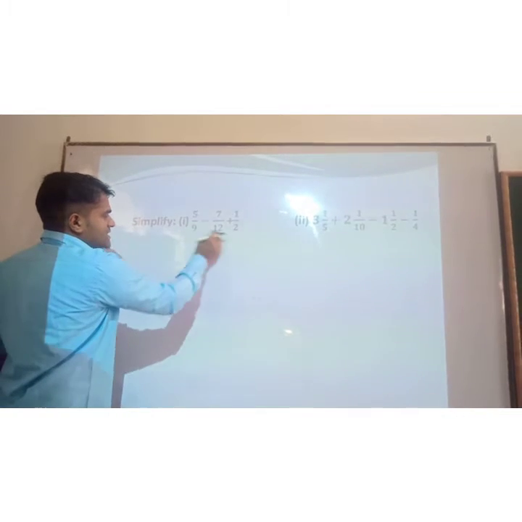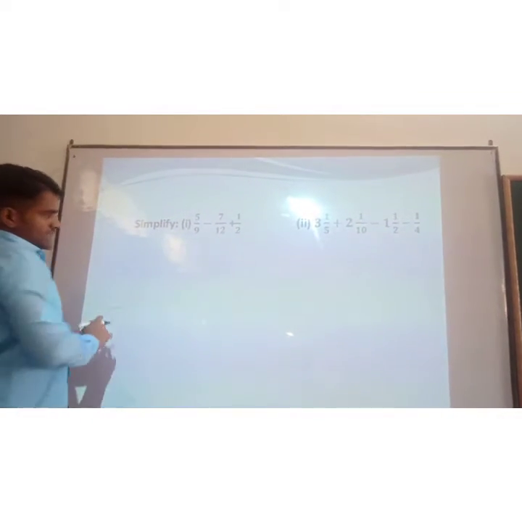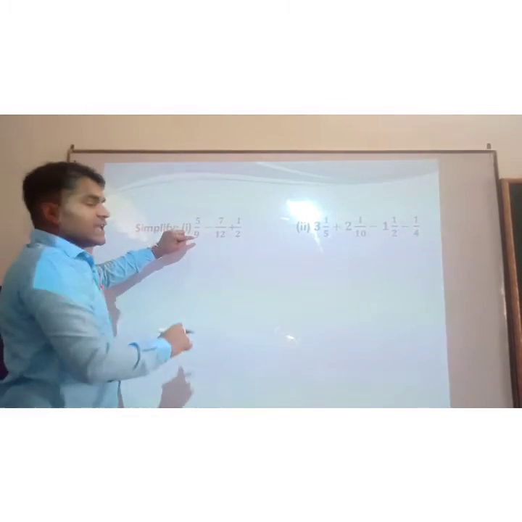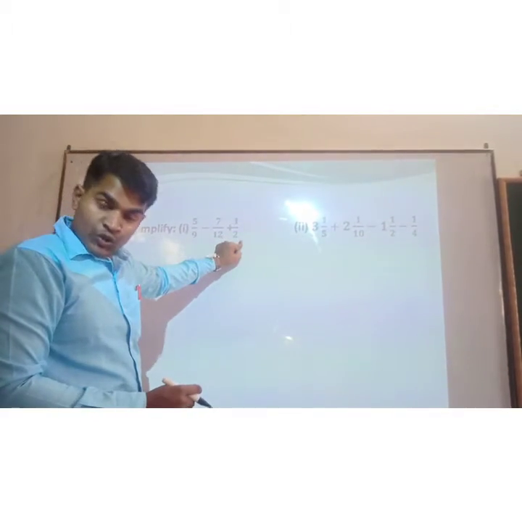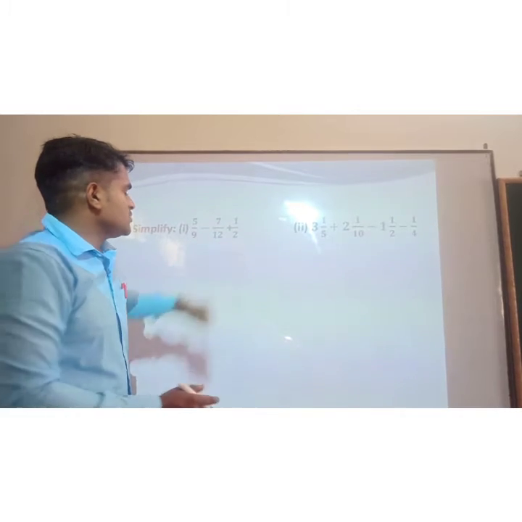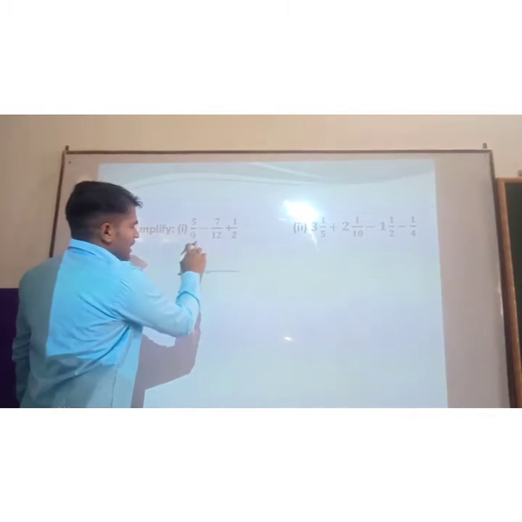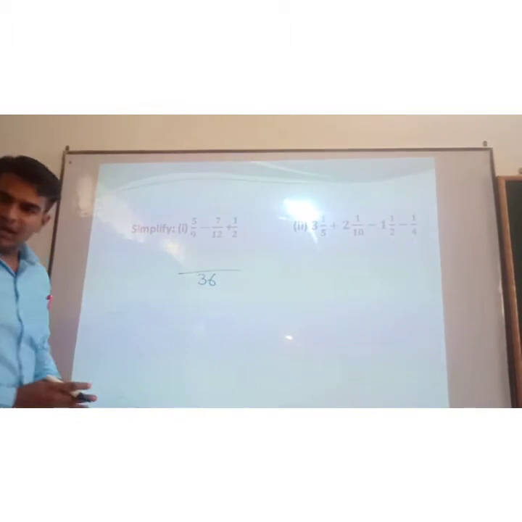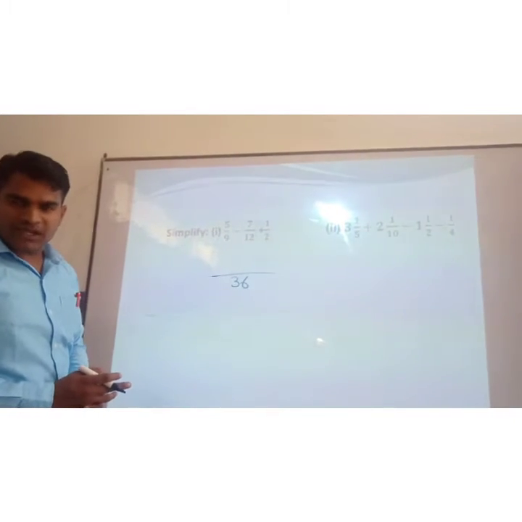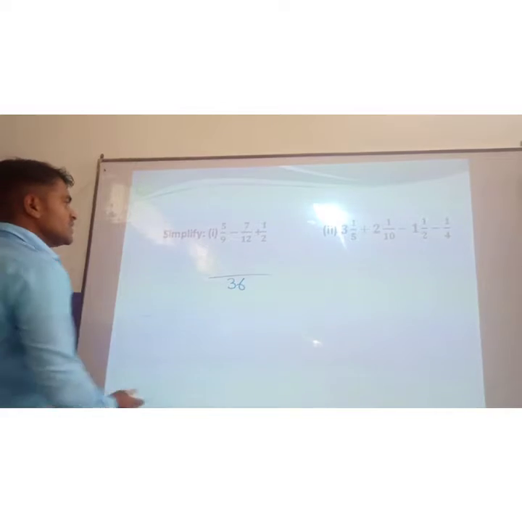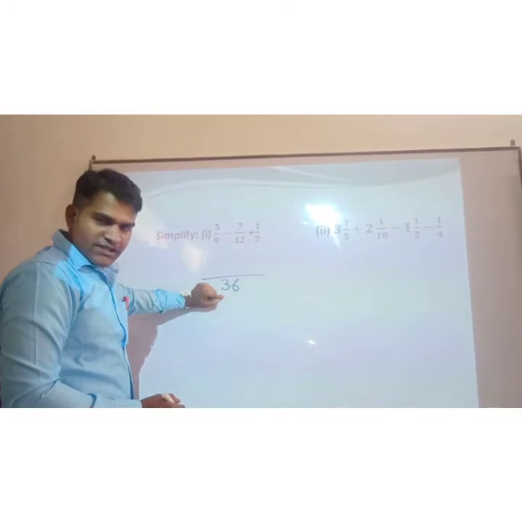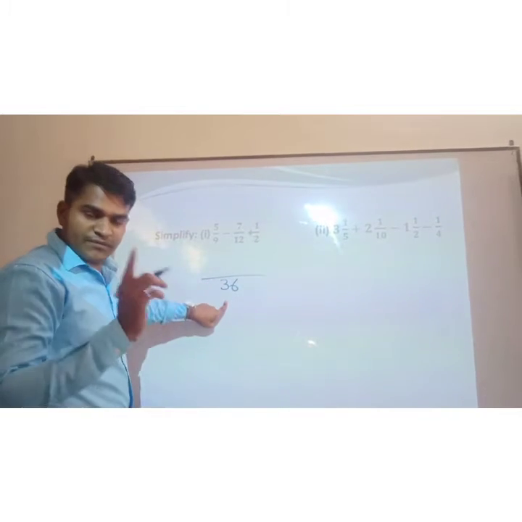First you have to take the LCM of 9, 12 and 2, because the denominators are 9, 12 and 2. So the LCM of 9, 12 and 2 is 36. I hope you can find the LCM. Can you find it? Okay. So 9 times 4 is 36. When 9 divides 36, it is 4.